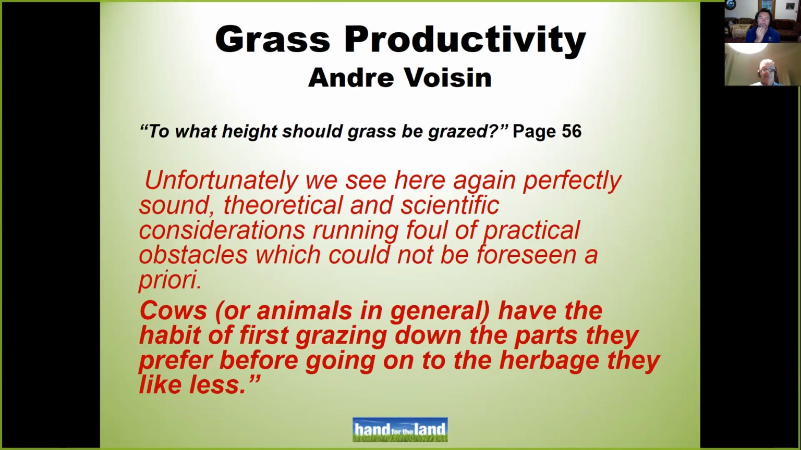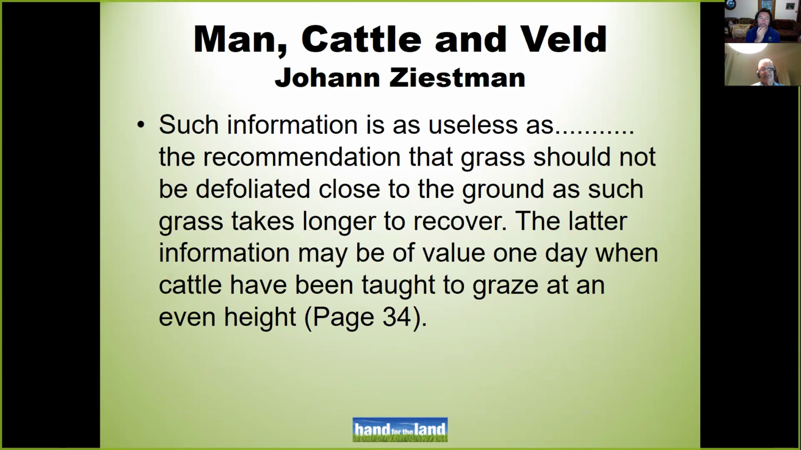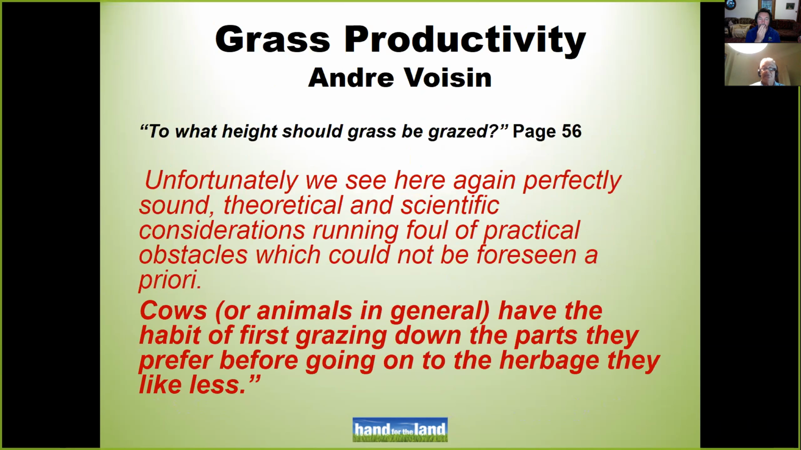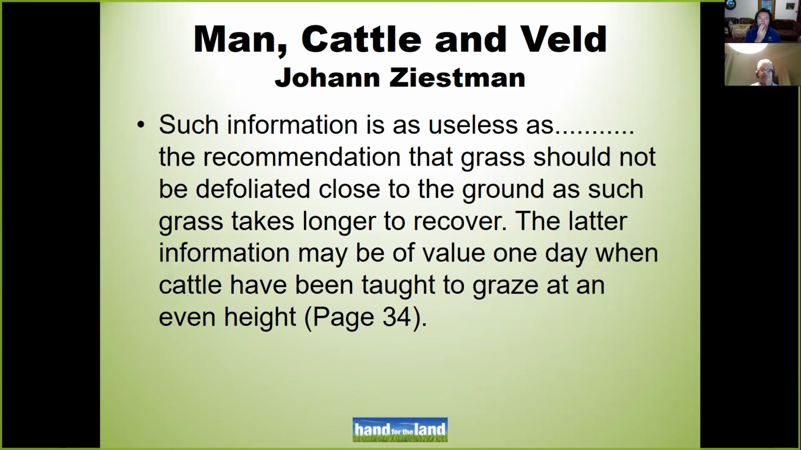The other person who gets a bit of a run in this area is Johann Zietzmann. In his book, Man, Cattle and Veld, he says the information is useless, as useless as the recommendation that grass should not be defoliated close to the ground. The latter information may be of value one day when we have taught cattle to graze at an even height. I really like those two because Voisin's work is quoted as saying that we shouldn't graze it down when in actual fact he's saying that we should. And then there's Johann's usual not-taking-any-prisoners approach.